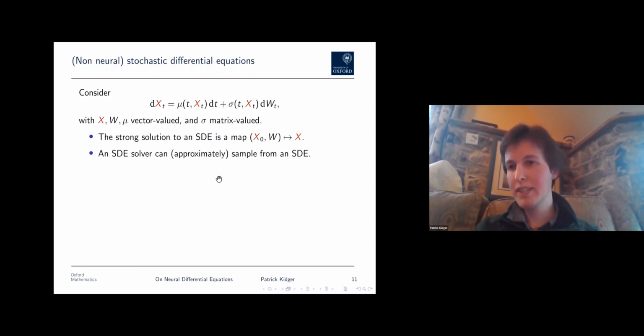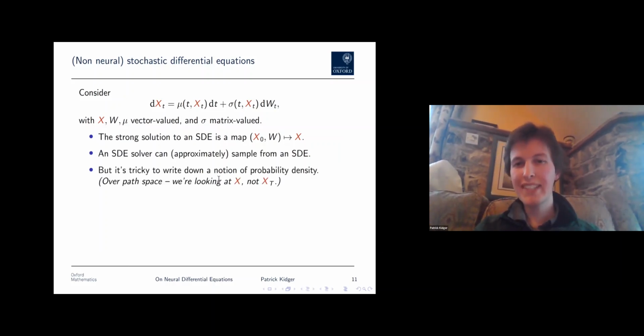And we can sample from this. That's what SDE solvers do. But it's kind of tricky to write down probability densities. There's some asterisks against this. You kind of can, kind of can't. But for the purpose of this discussion today, we can't write down a probability density. And the main mathematical hurdle is that these paths are infinite dimensional because they're paths, right? They're not individual points. And that makes writing down things like probability densities kind of a tricky thing to do. So that's why I emphasize over path space.